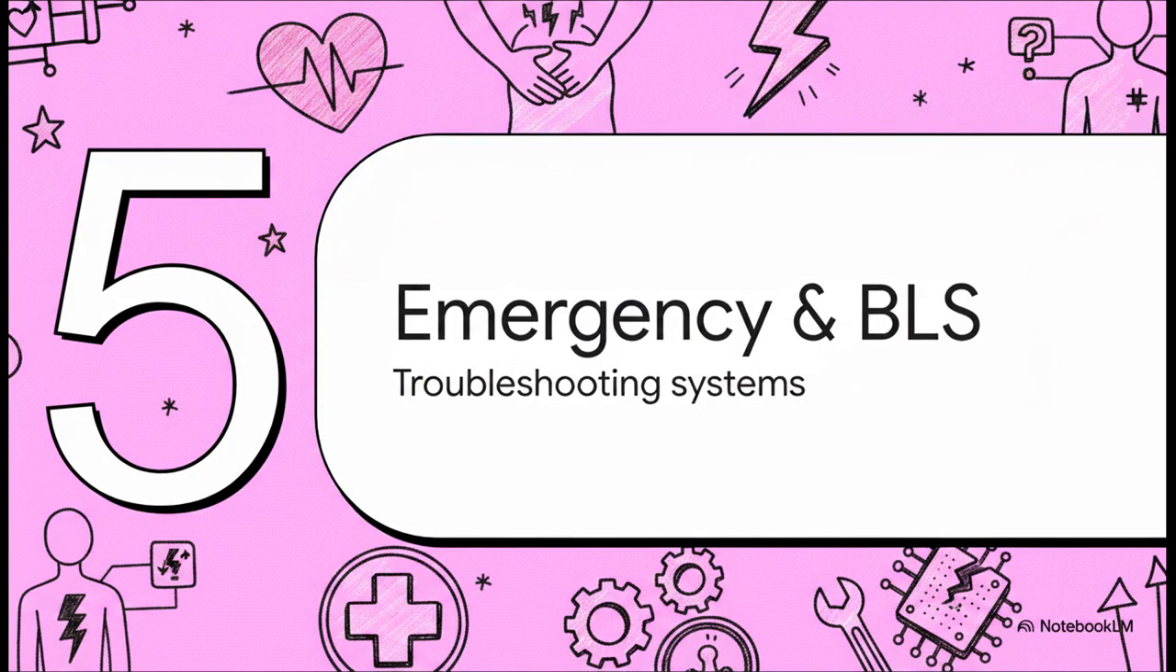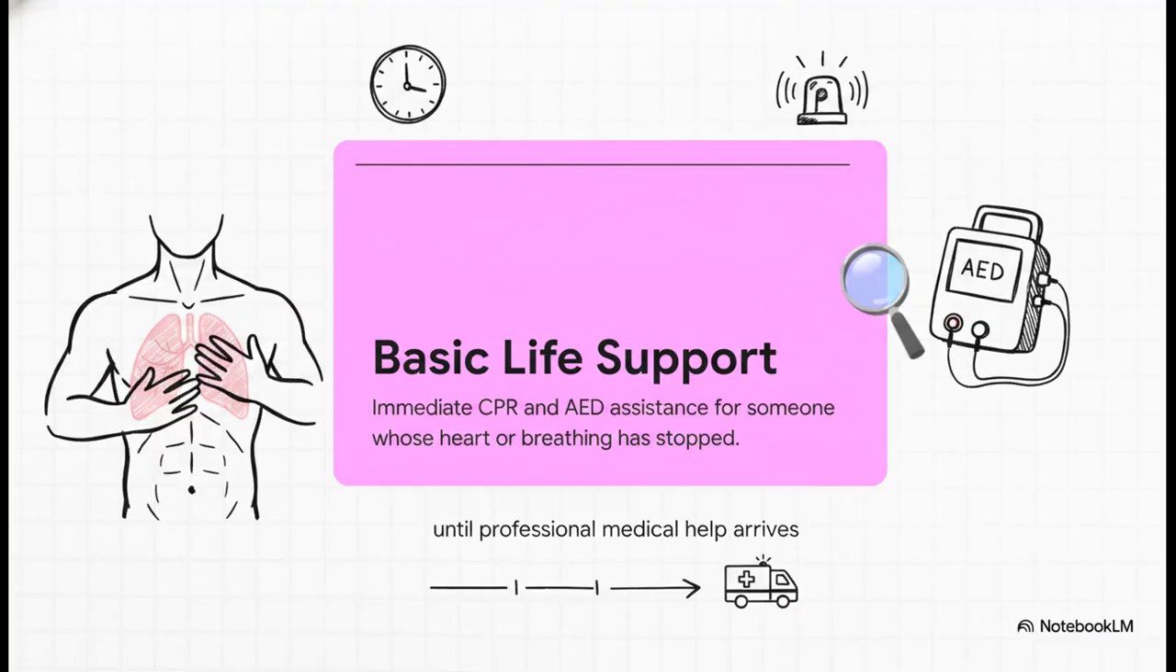Which brings us to Section 5, Emergency Troubleshooting and BLS. Because, well, we really need to know what to do when the machine suddenly shuts down and critical systems fail. This is where basic life support, or BLS, comes in. Consider this your absolute ultimate emergency troubleshooting skill.